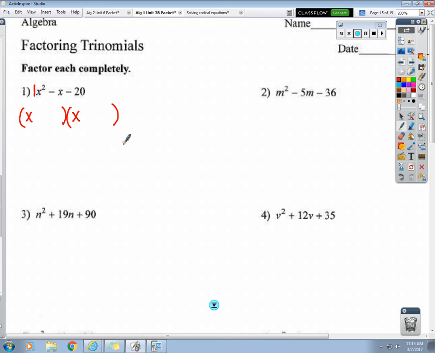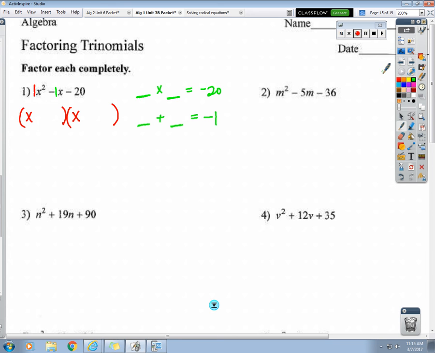Okay, now, the reason that we've been doing pages 10 through 13 is for what we're doing today. You have to look for two numbers. Those two numbers must multiply to give you your C value, which is a negative 20, your constant. They have to multiply to give you your constant, and they have to add to give you your B value, which is always by the x, and that's a negative 1 right there, isn't it?